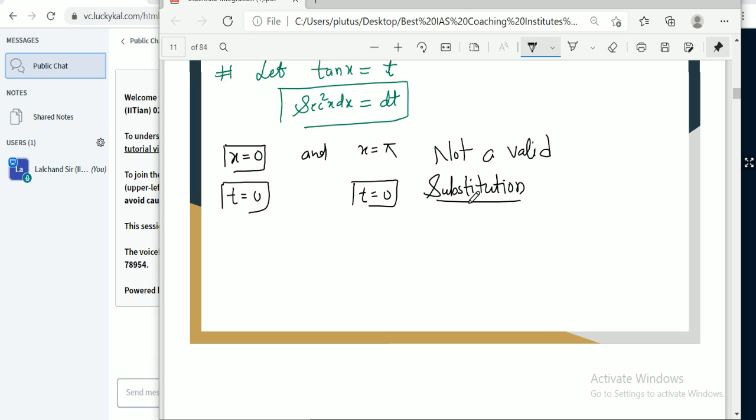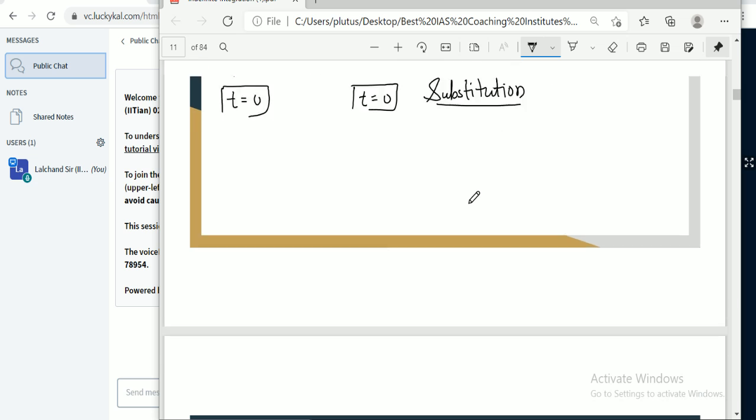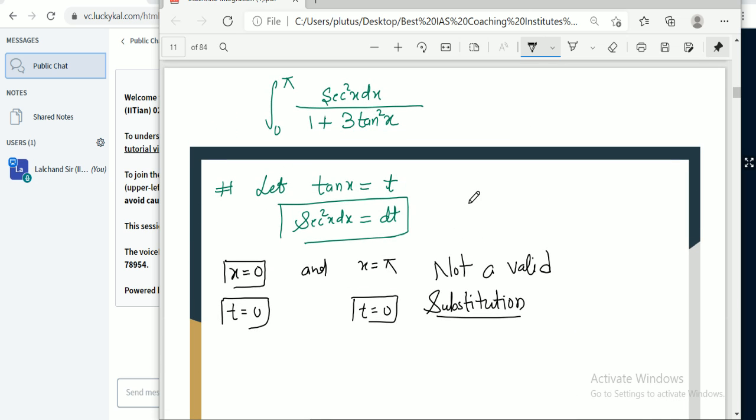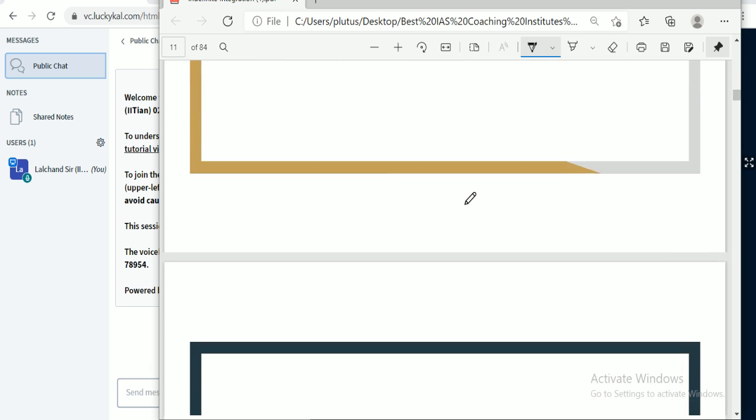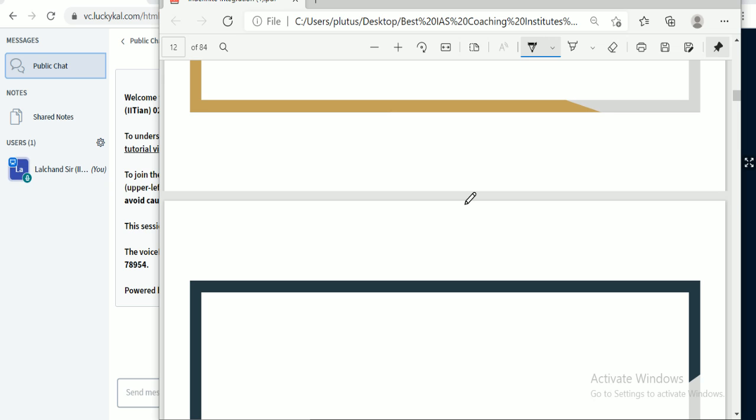Okay, fine. So, is there any doubt in this question? Why is this substitution invalid? Is there any doubt why this substitution is invalid? No. Okay, fine. Let us try to discuss some properties of definite integrals.